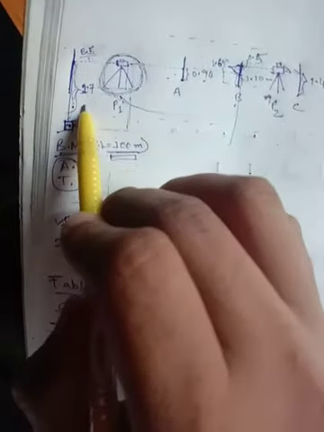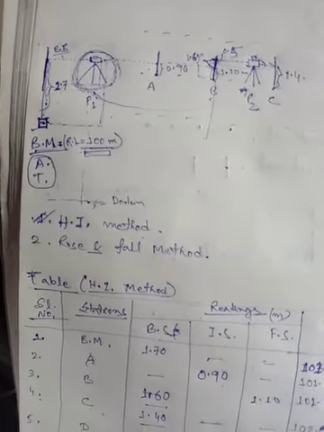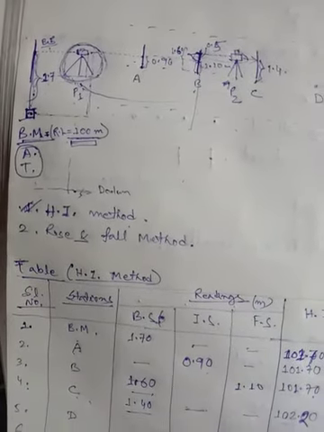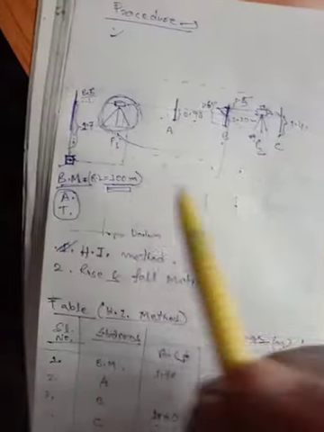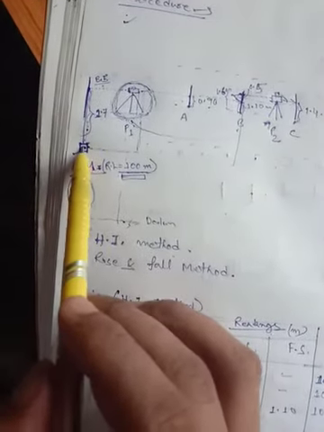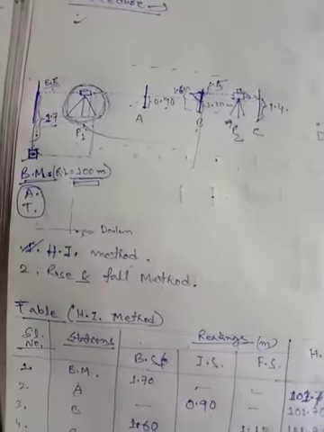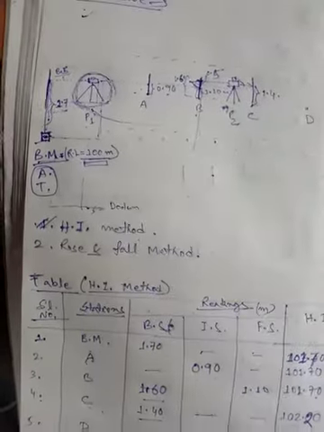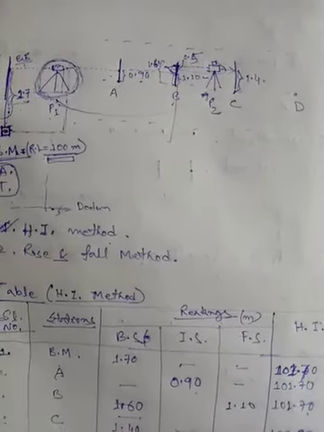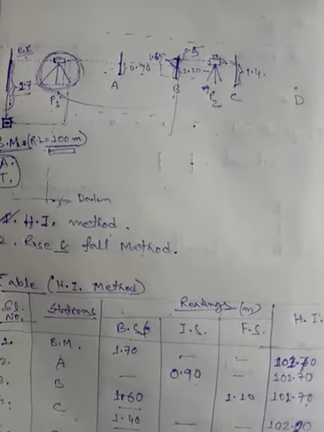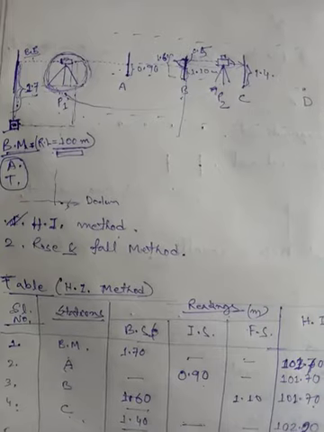It must be your backside reading, that is your 1.7. There is no intermediate sight reading, no foresight reading for this benchmark. Then rise, obviously here the reading is risen from benchmark to how much? 1.7 meter. So this is your rise. And what will be your RL? Obviously 101.70 meter.